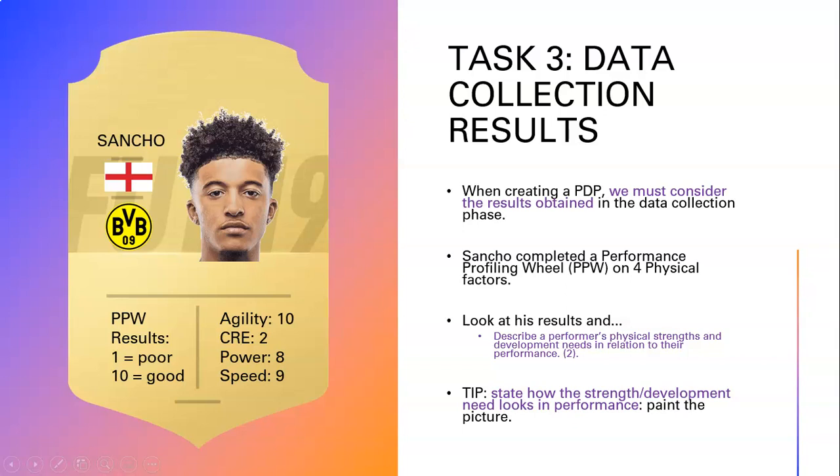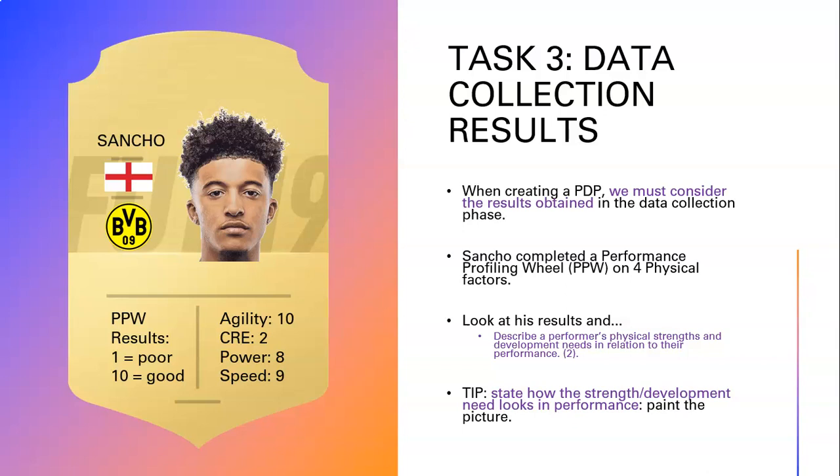Let's now work our way through the key player information, starting with the data collection results. Jadon Sancho, in this case, has gone away and completed a method called the Performance Profiling Wheel, otherwise known as a PPW. He has looked at 4 physical factors of his choice, which can be seen on the FIFA 19 card. He has scored himself at 10 out of 10, which is very high, for agility, 2 out of 10, which is poor, for CRE, 8 out of 10 for his power, and 9 out of 10 for his speed.